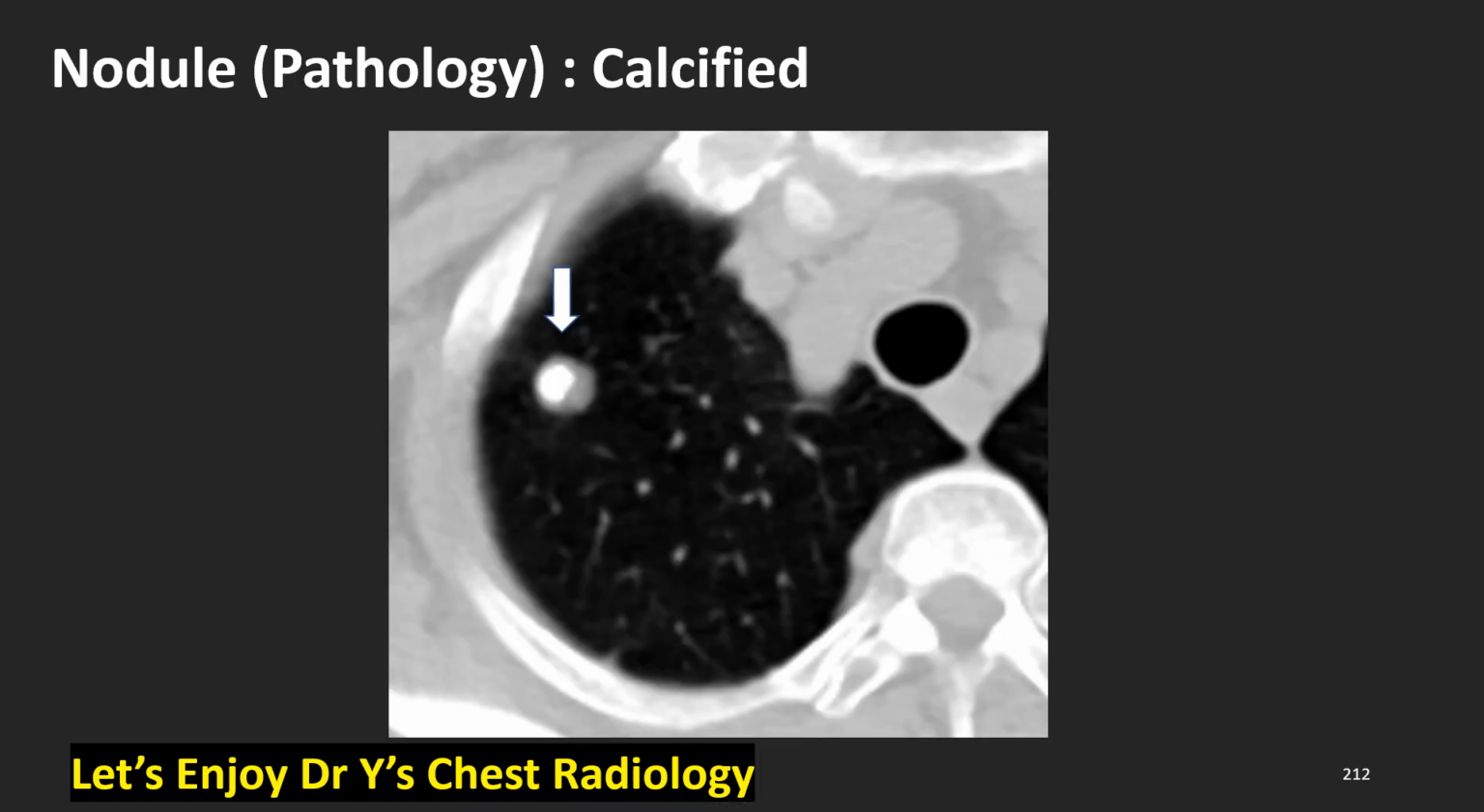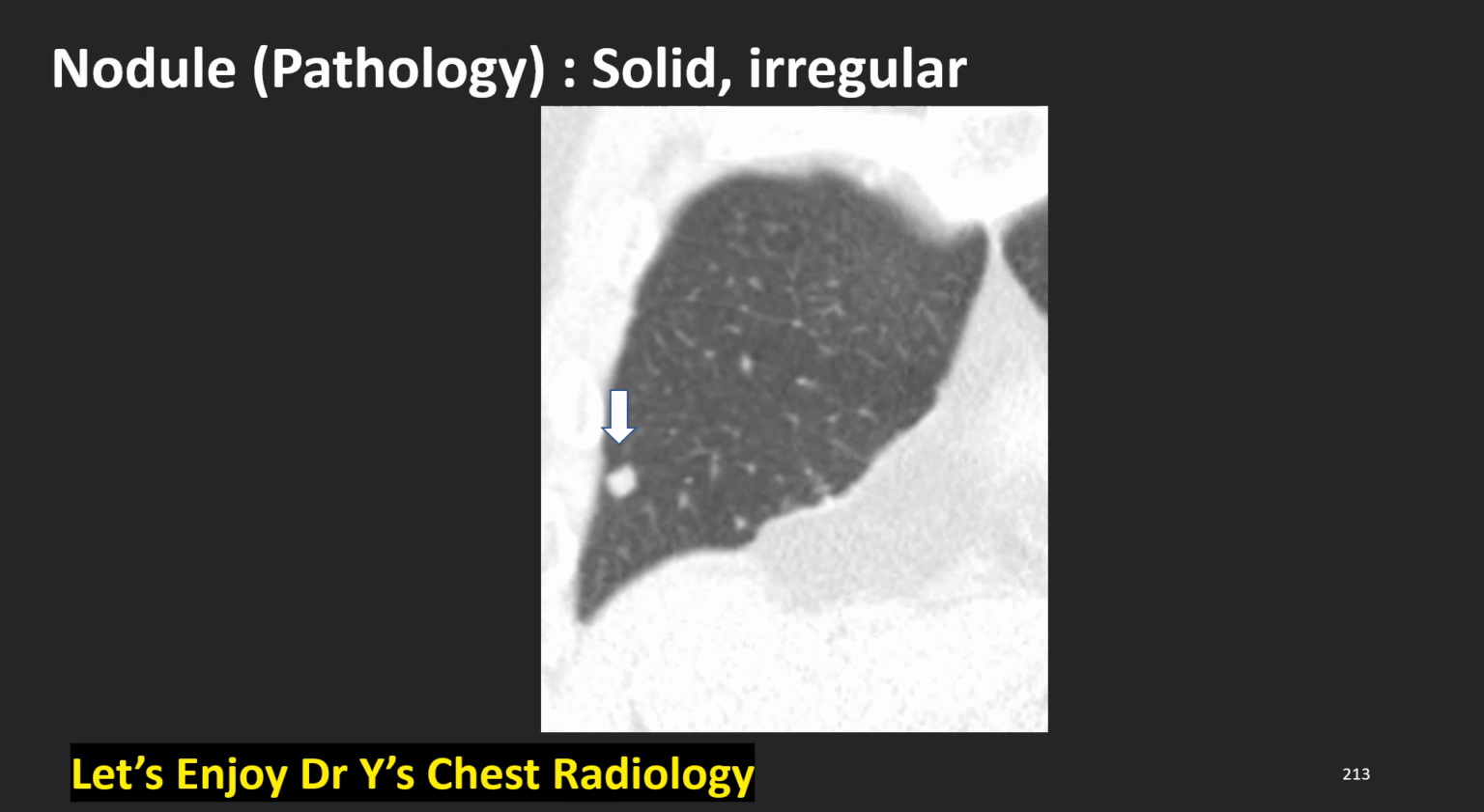Nodule pathology, calcified. Arrow indicates a nodule, calcified nodule in right upper lobe. Nodule pathology. Arrow indicates a nodule, solid nodule, irregular margined nodule in right lower lobe on coronal CT.